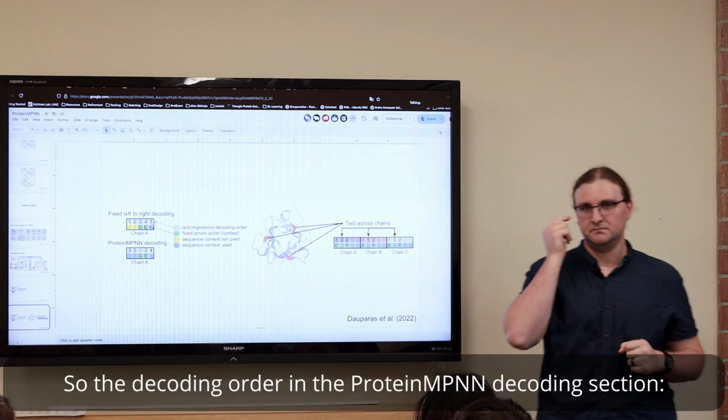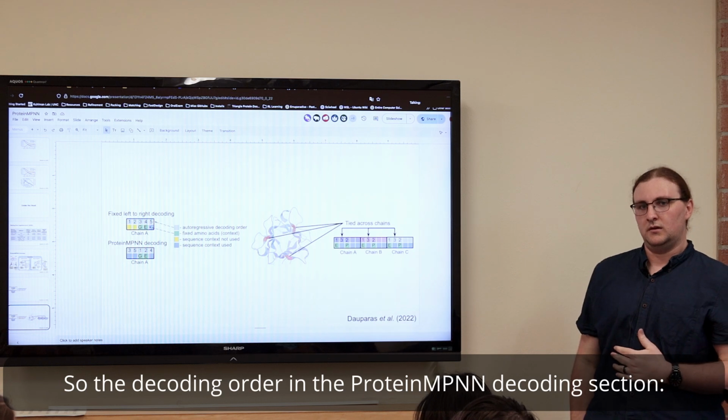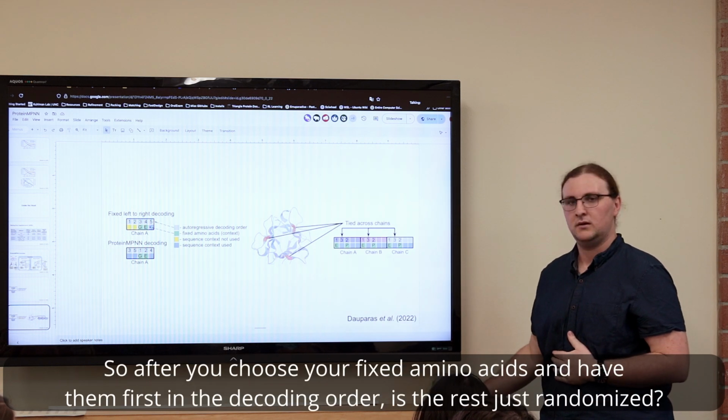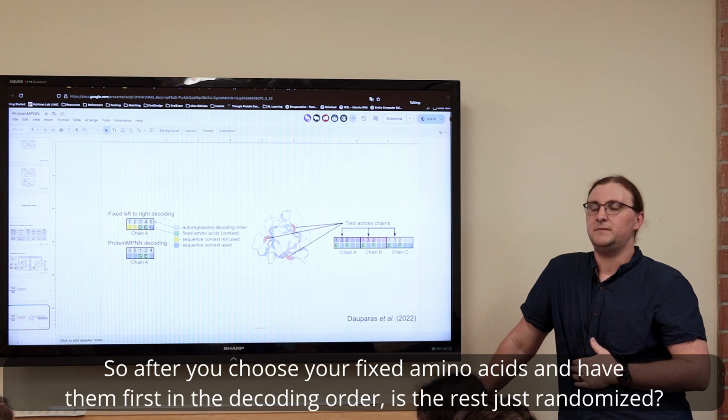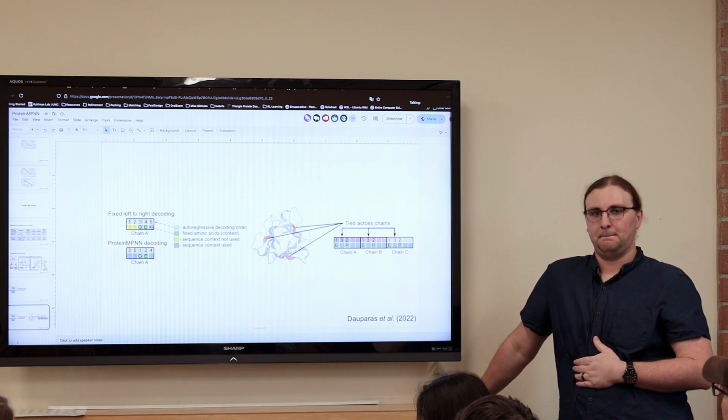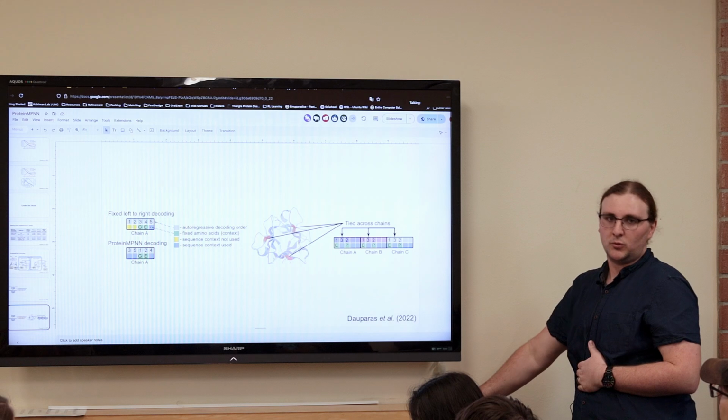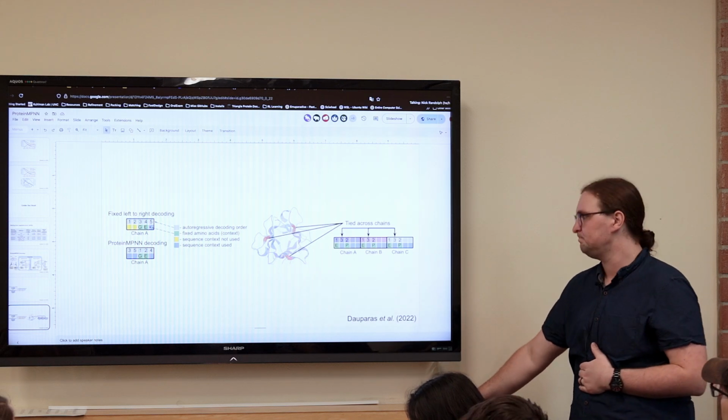Questions? So the decoding order in the ProteinMPNN decoding section, so after you choose your fixed amino acids and have them first in the decoding order, is the rest just randomized? Yep. And every time you run it, it'll be a different decoding order too.